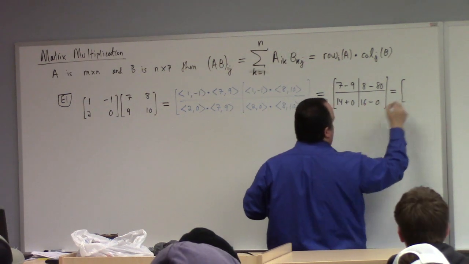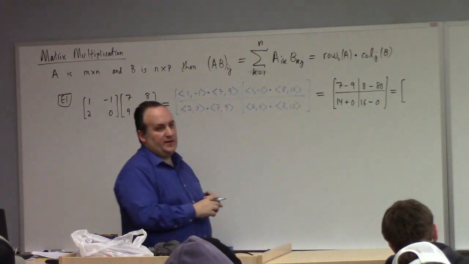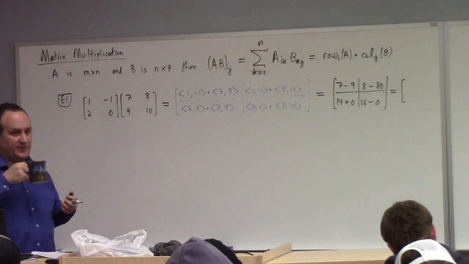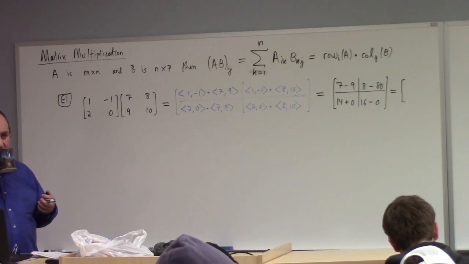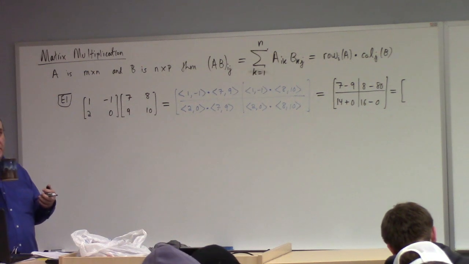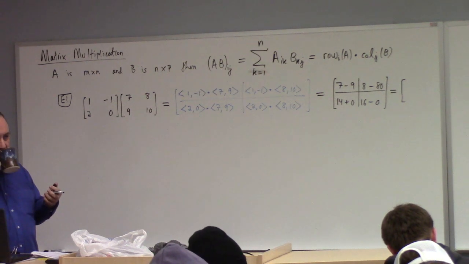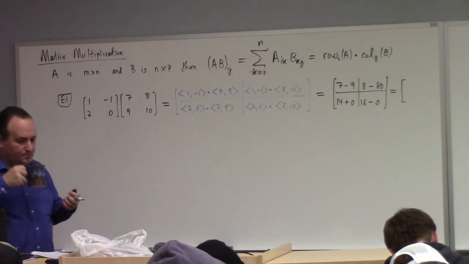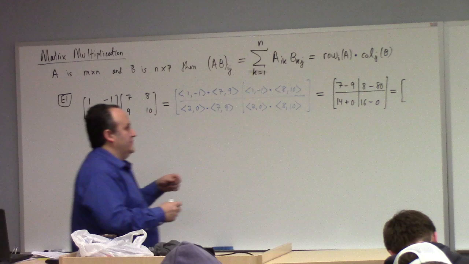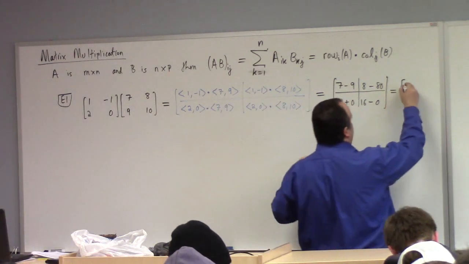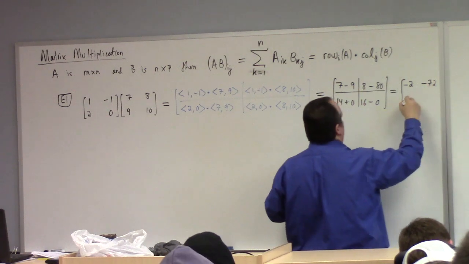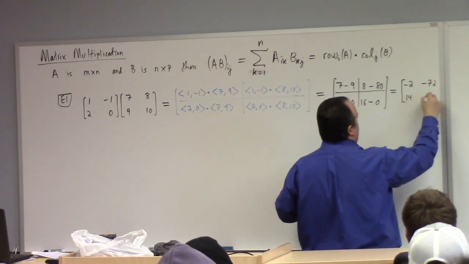So I put the dividers in sometimes just to help separate the numbers. They're not required, right? But if your reader is going to have trouble distinguishing which entry goes in which part of the matrix, it's helpful to put dividers in, right? But they're just window dressing, so to speak. Okay, so 7 minus 9 is minus 2. Minus 72, 14, 16, right?